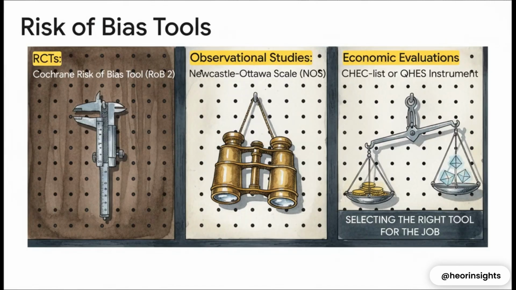Your protocol must also pre-specify which validated tools you will use to assess the risk of bias or quality of the included studies. The choice of tool is dictated by the study design. For example, you might use the Cochrane RoB 2 tool for RCTs, the Newcastle-Ottawa Scale for observational studies, and a specialized checklist like CHEERS for economic evaluations.